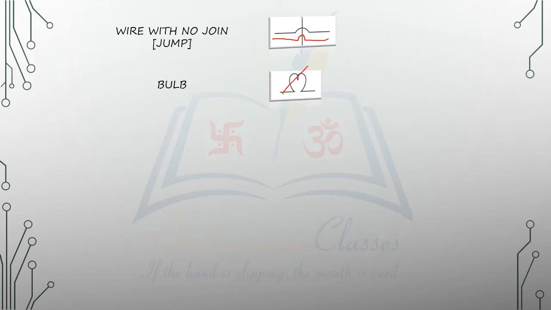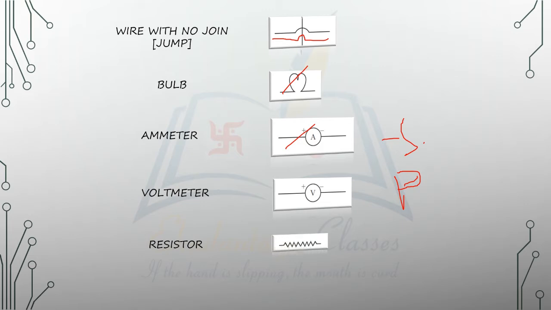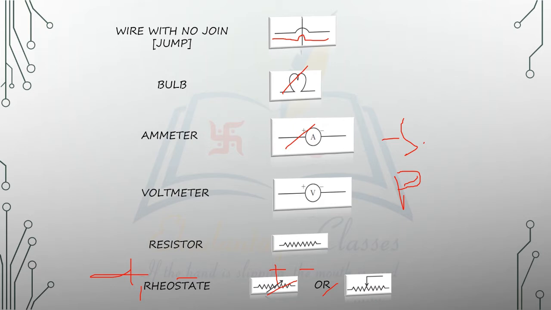This is bulb, ammeter. This is always connected in series. Voltmeter. This is always connected in parallel. Resistor. This is a resistor which does not have any positive or negative sign. It can be connected any way. Also see the rheostat. This is rheostat here, or else this is a rheostat symbol.